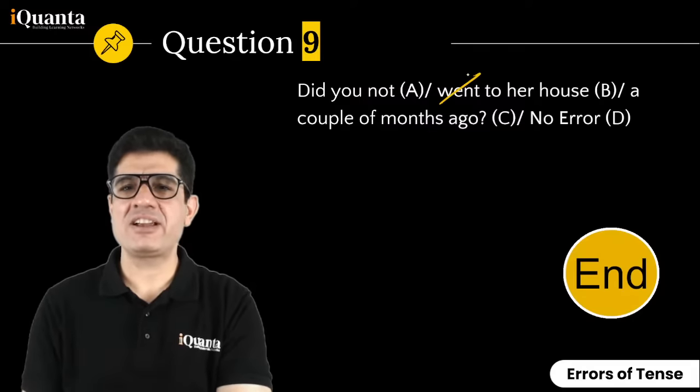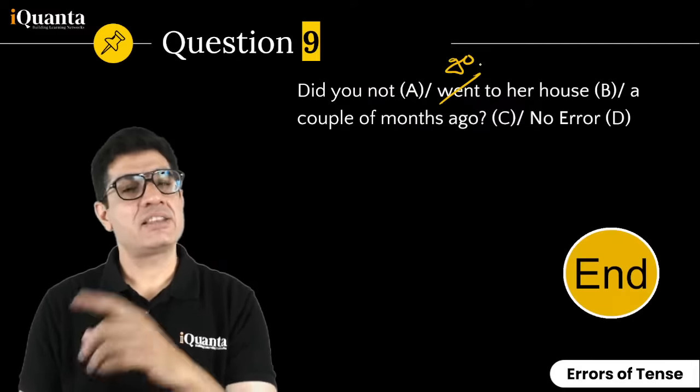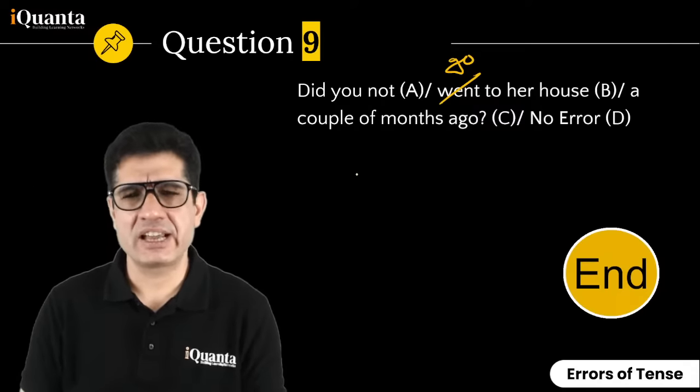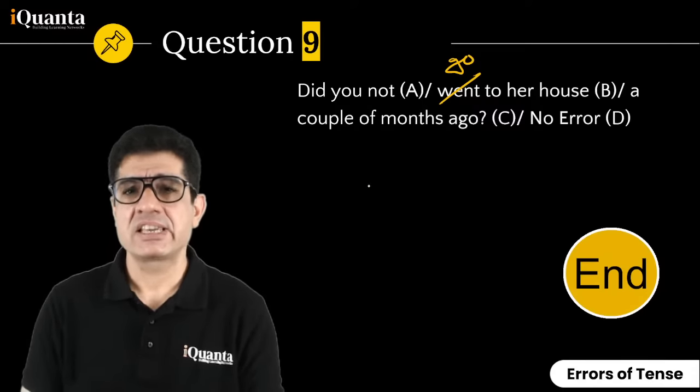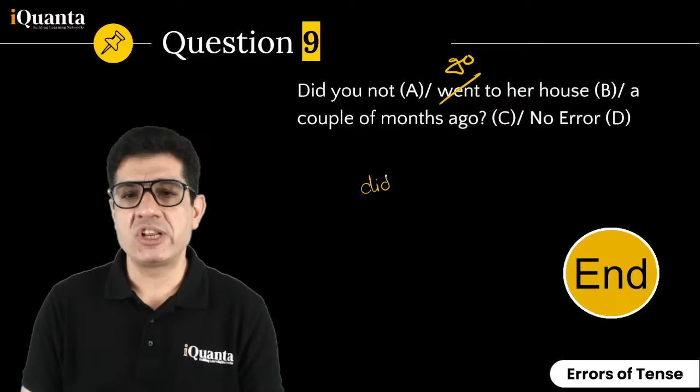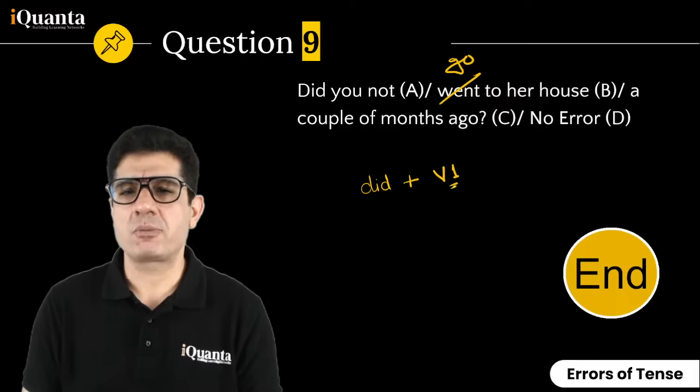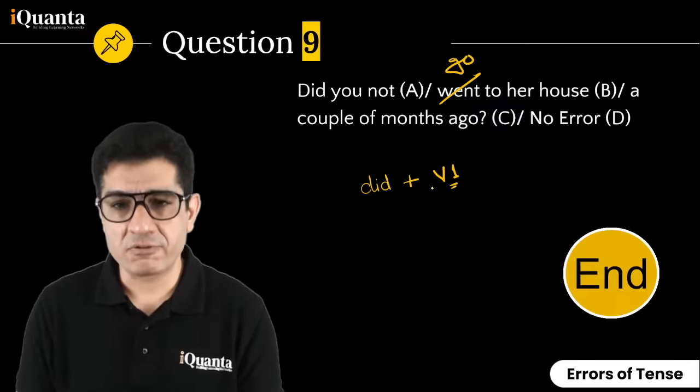Yes, instead of went, go. And I think some of you know why I have this question here. So in the past indefinite / simple past tense, the helping verb that we use is did. Now, whenever your sentence has did, you are supposed to use the first form of the verb and not the second form of the verb.